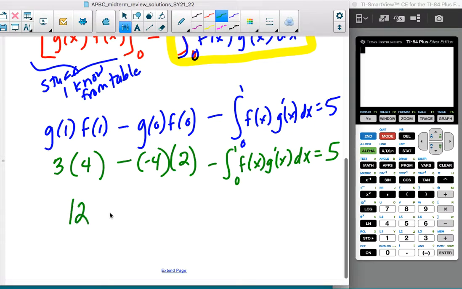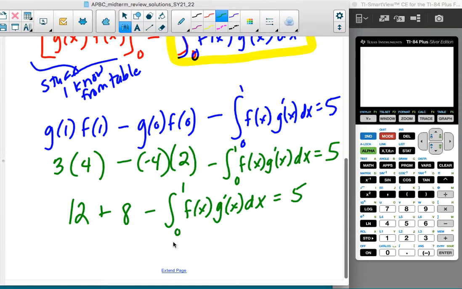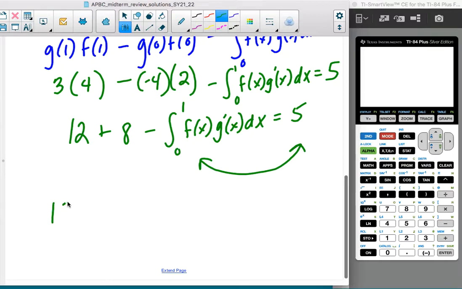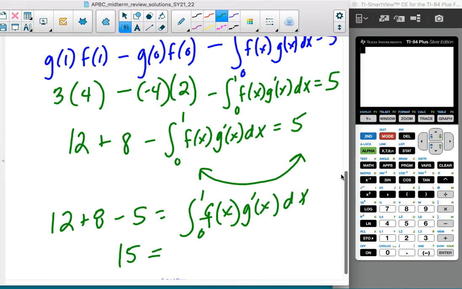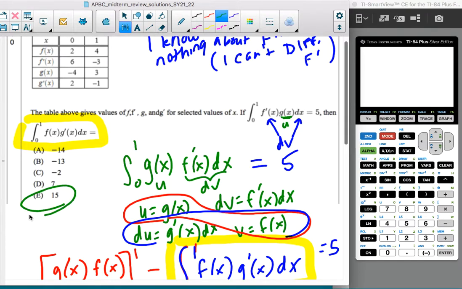So 12 plus 8 minus this integral equals 5. I'll be honest, I would probably just flip-flop these guys. I'd subtract the 5 over and I'd add the integral. So 12 plus 8 minus 5 equals the positive version of this integral. Sorry, my handwriting is tragic. That's 20 minus 5, so I get a 15. And so my answer is a 15, which is answer E.